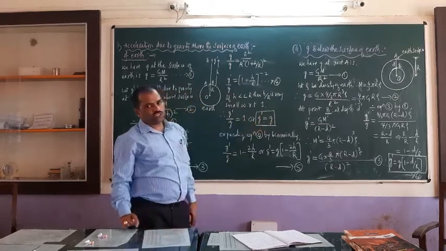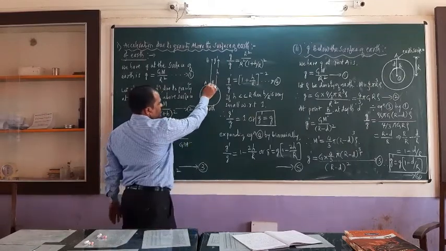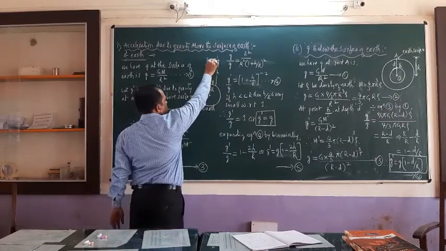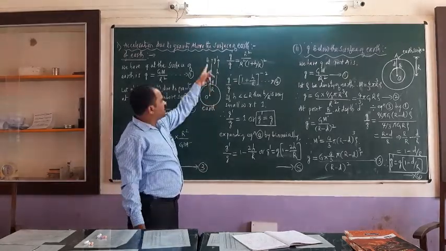g dash is equal to g means what? Whatever the acceleration due to gravity is here, it is going to be the same here also. g dash is equal to g.